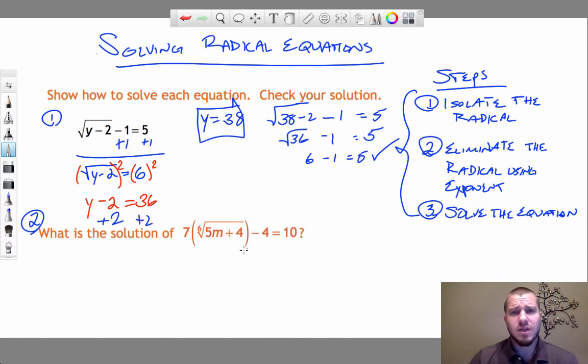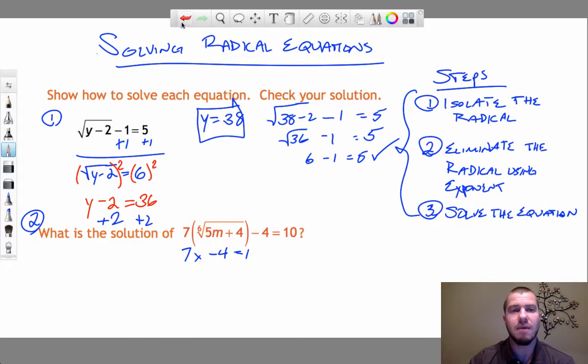So for this next example, it's pretty much the same thing. Steps are the same. There are a couple things that are different though. I have this 7 that's being multiplied, and it's a sixth root, not a square root. So I still want to solve it, and I have to isolate the radical and get that radical by itself. So just like if it was 7 times x minus 4 equals 10, I'm going to do the same steps. Here you would be trying to isolate this x, this variable. Well, in this one, it's the same thing. I just am trying to isolate that radical.